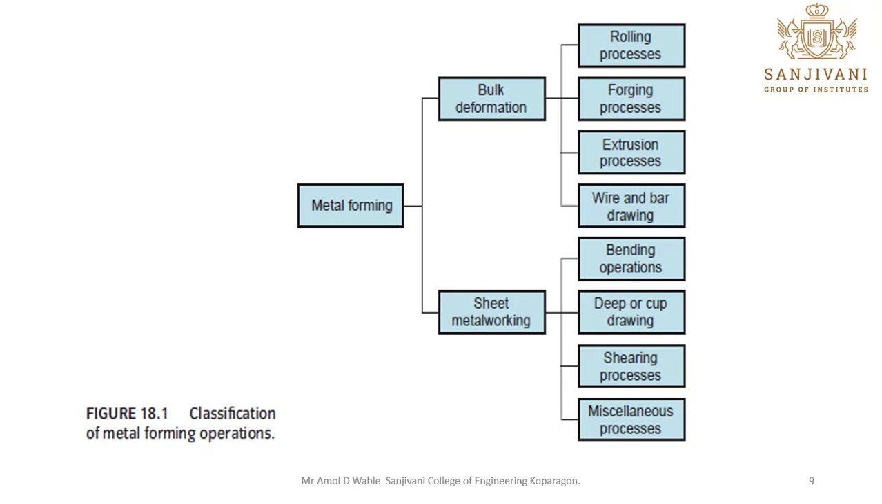First is a rolling process, another is a forging process, then extrusion process, then wire and bar drawing. Another is sheet metal working. In sheet metal working, it will be your unit 5 part. In that we'll see the different sheet metal forming processes.